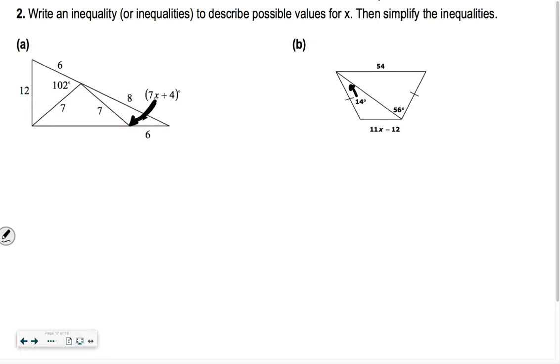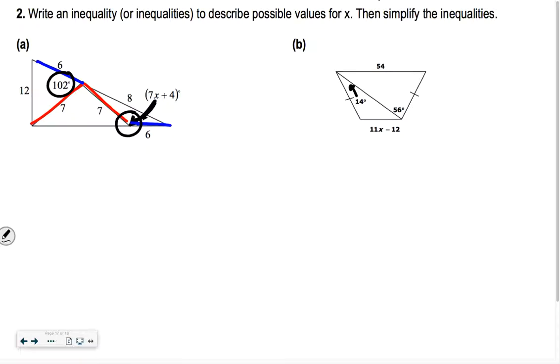All right, so we want to describe possible values for x. So we want to look for sides that are the same. So we have 7 is the same as 7, and we have 6 is the same as 6. So if we're comparing our angles, we have 102, and we have that 7x plus 4. Which of those two is greater? Is 102 bigger than 7x plus 4, or is 7x plus 4 greater than 102?